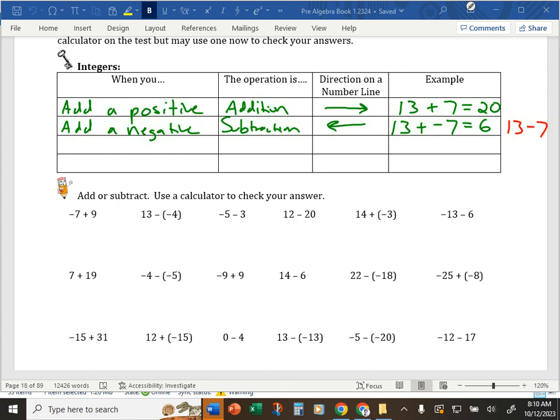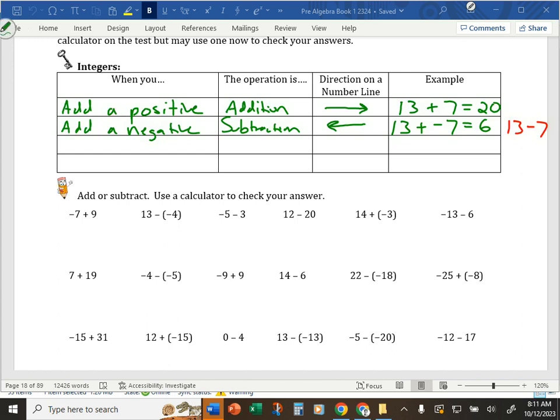We're starting at 13, and we're adding, so we're going to the right 7. We end at 20. The second one, we're also starting at 13, but because we're adding a negative, that means we're subtracting, we're going left 7, and we end up positive 6. Right?